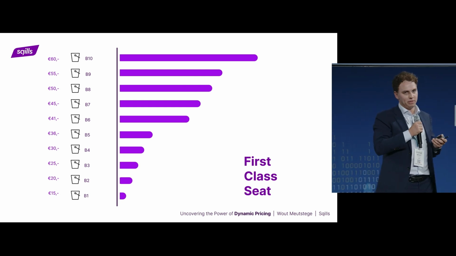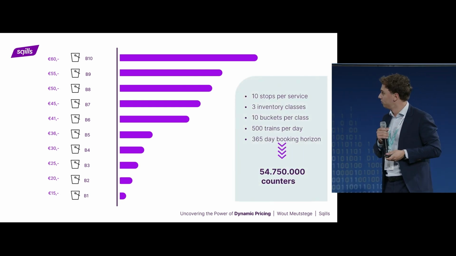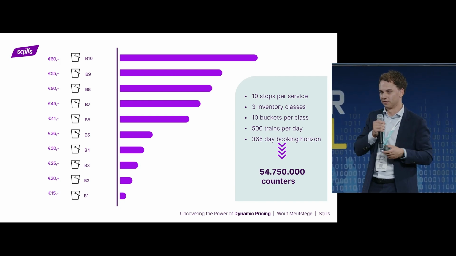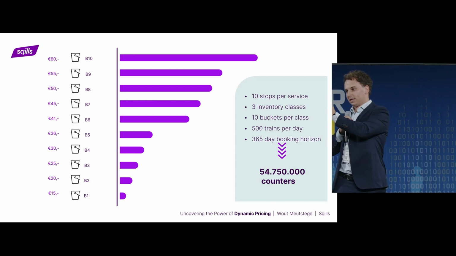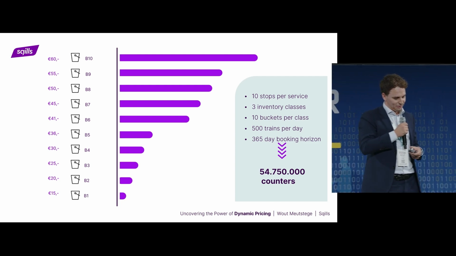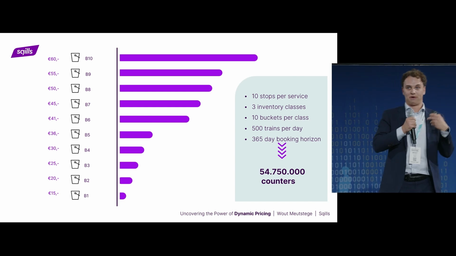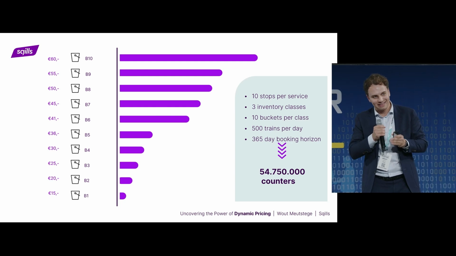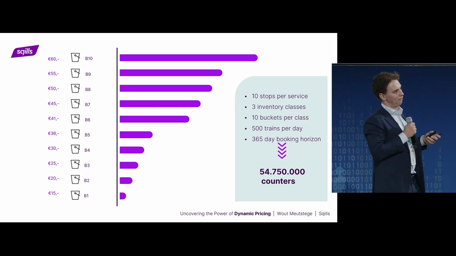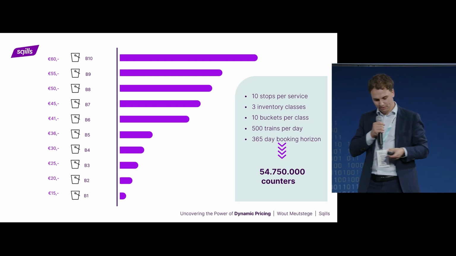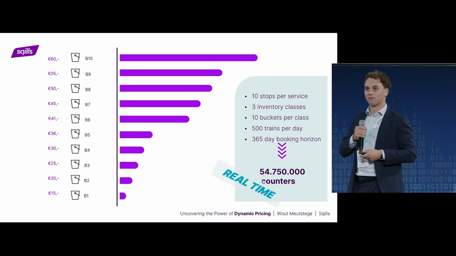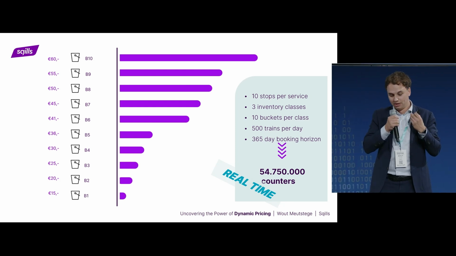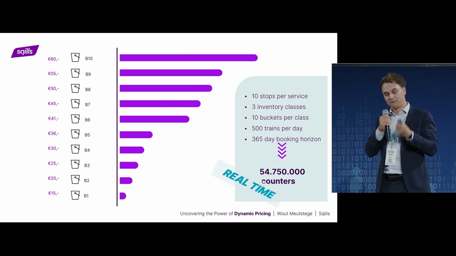And we are really proud of being able to do that, because if you have a train that stops 10 times, and you maybe have 3 classes of service, from standard class to first class to business class. And you have 10 buckets per class, 500 trains a day, 365 days ahead of sales. That means that at any given point in time, we are keeping track of 54 million counters. And we do that in real time, because we, as the central system that sells your tickets, need to, of course, respond as fast as possible.